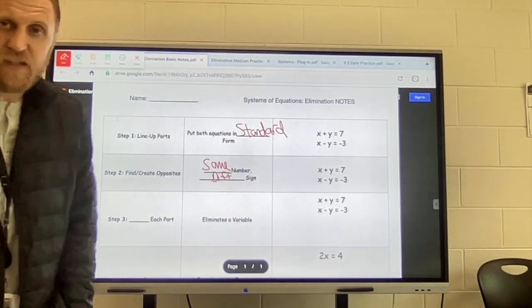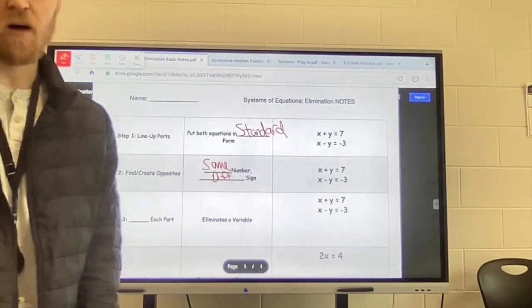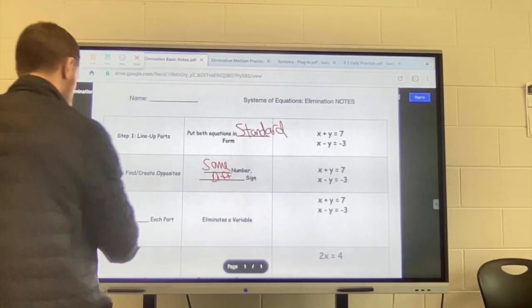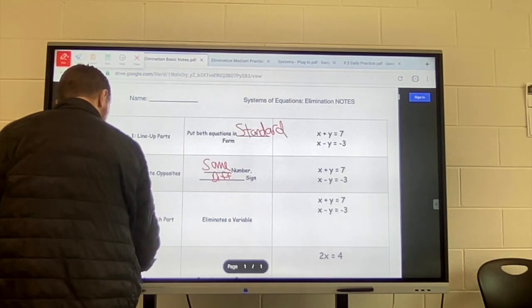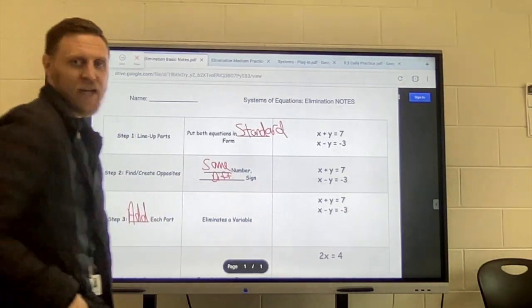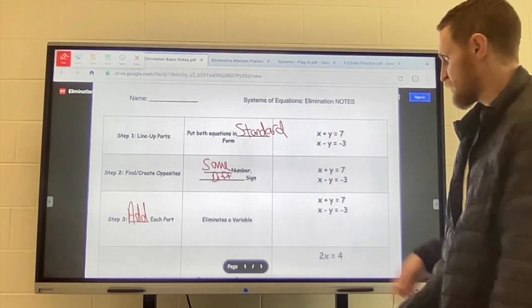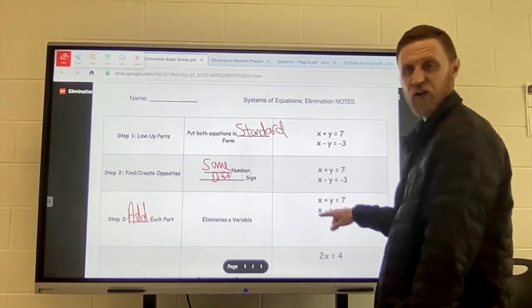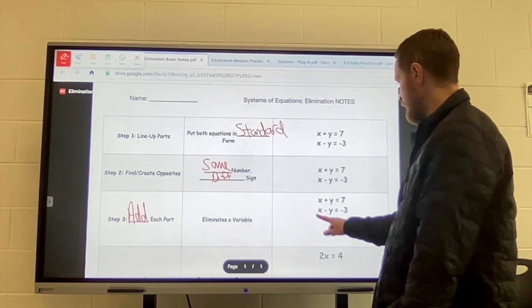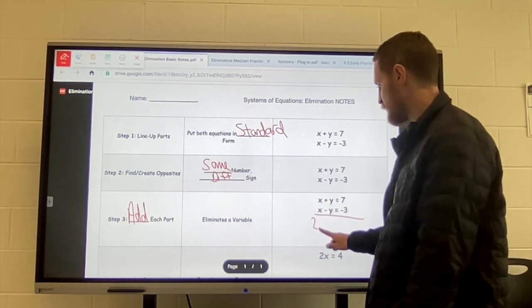Once everything's lined up and we have opposites, what we're going to do is add, A-D-D. You're going to add each of our parts, so you just work your way down. You take your x values and add those. X plus x, well, there's two x's now.